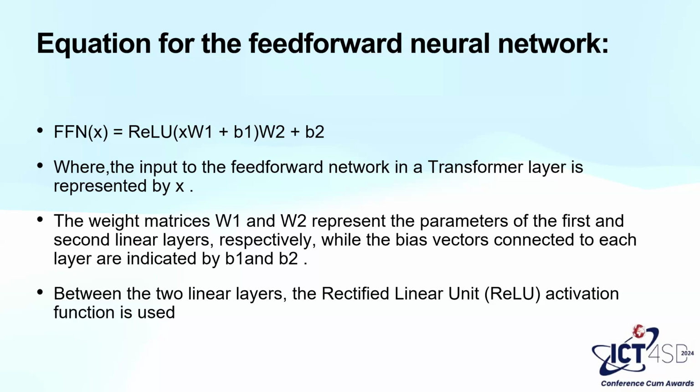The equation for the feed-forward neural network is here on the screen. In this equation, X represents the input to the feed-forward neural network within the transformer layer. Weight matrices W1 and W2 represent the parameters of the first and second linear layers, respectively. B1 and B2 are the bias vectors associated with each layer. The ReLU function, the rectified linear unit activation function, is applied between the two layers. This structure resembles a small multilayer perceptron embedded within each transformer layer of the BERT model.